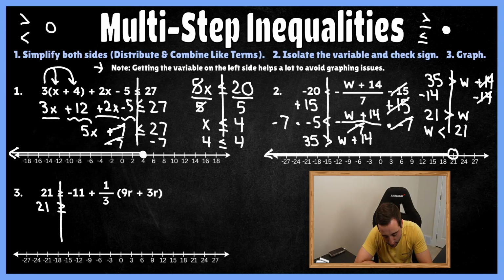21 is greater than or equal to negative 11 plus 1/3, and 9r plus 3r is going to be 12r. So we simplified that. We still can do distributive property.